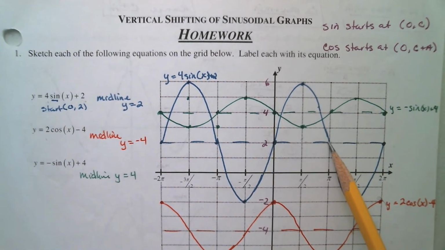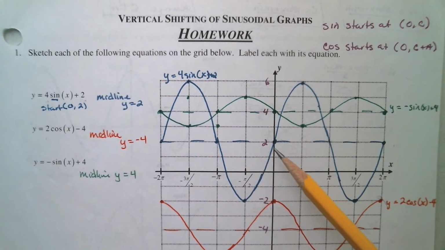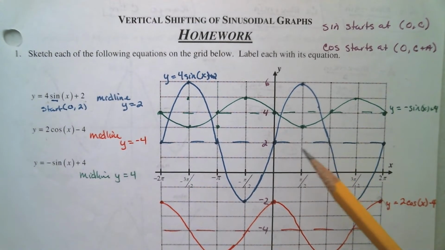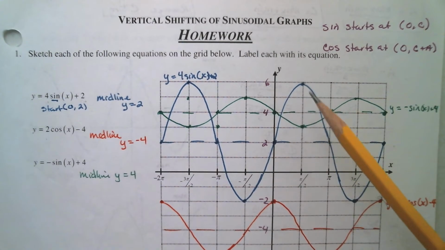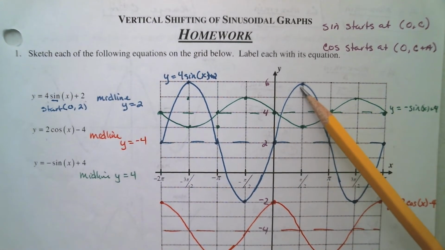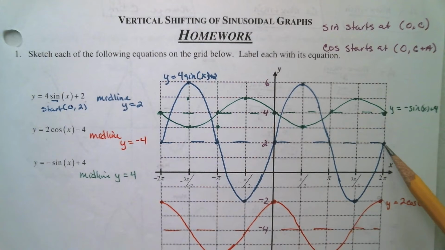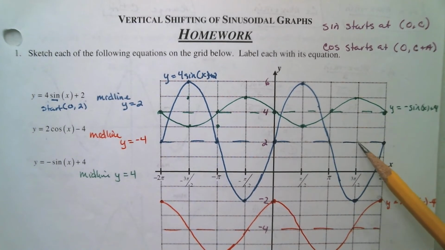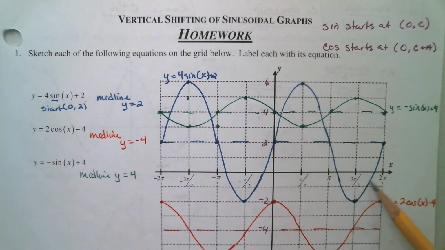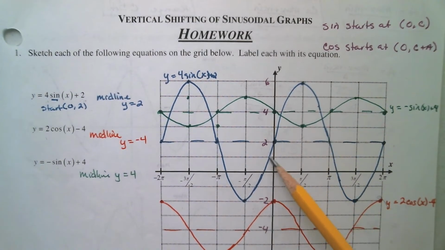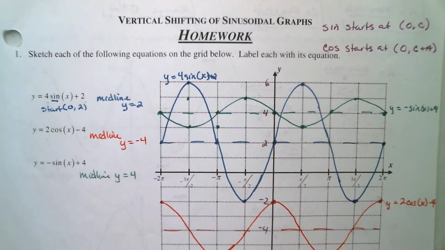it's on the midline. Now between 0 and pi radians, it's going to get up to a height of 4 units above the midline. So we count up 4. And then between pi and 2 pi, it'll be 4 units below the midline. And it's symmetric with the origin.